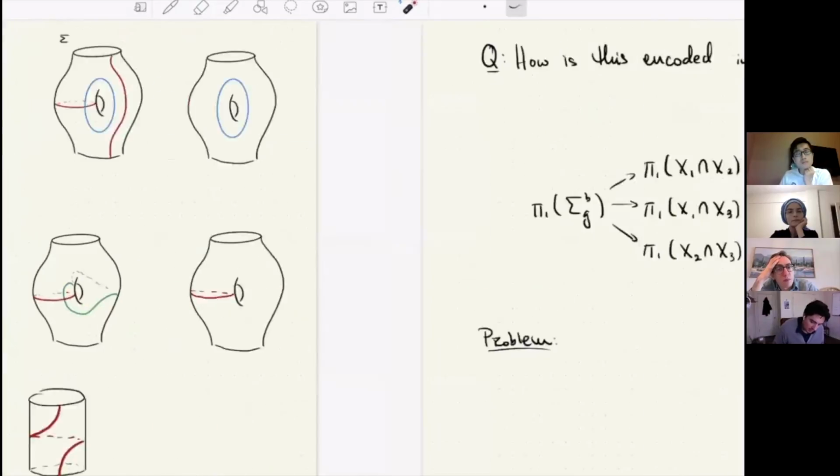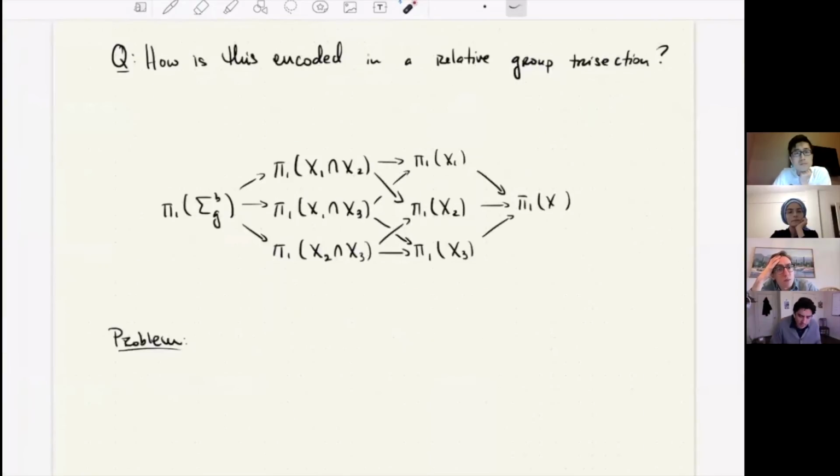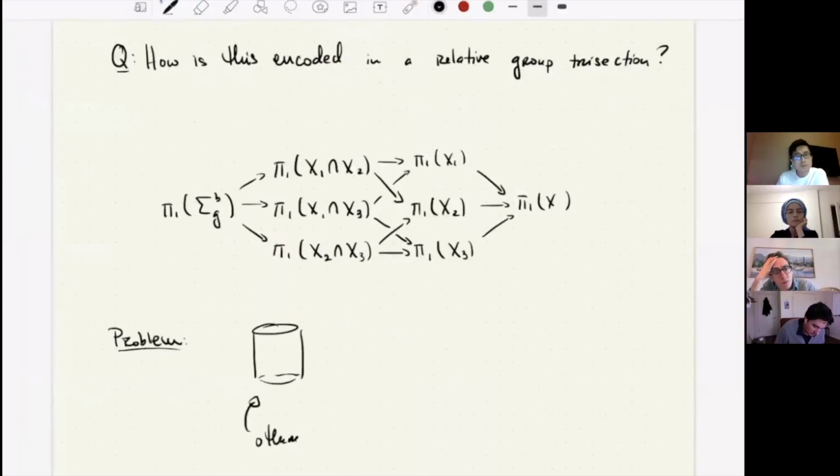And so a question that we have is, how is this encoded in the group setting? It should encode everything, so where does this live? And I guess we're not quite sure how to see this, because the problem is that this annulus is sort of the other end of the cobordism.